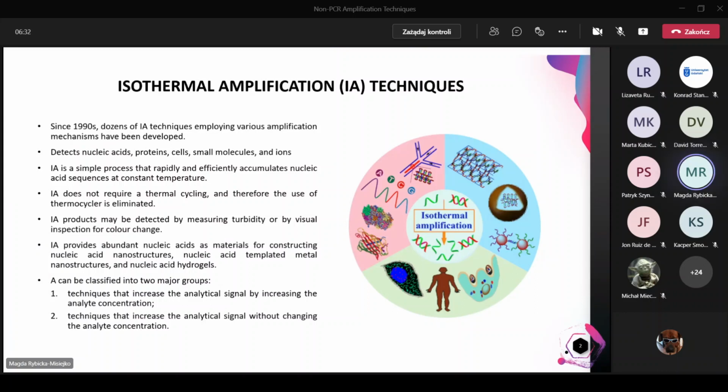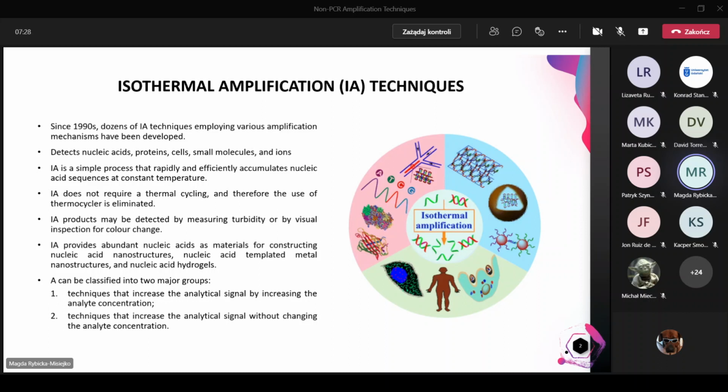Isothermal amplification techniques of nucleic acids have emerged as an alternative in which rapid and efficient amplification is achieved at a constant temperature without the thermal cycling that is required in traditional PCR reaction. Additionally, isothermal amplification can be performed under simple conditions. So, for example, in a water bath, on the cell surface, or even inside the living cells, all of which are not feasible with PCR reaction.